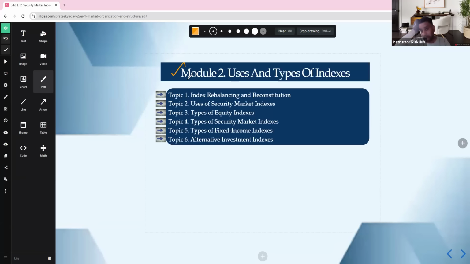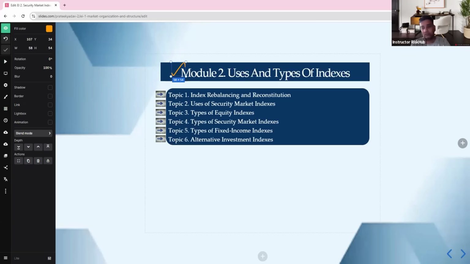Okay, fine. So you are now entering six new topics, right? We're talking about index rebalancing and reconstitution, the use of security market indices, types of equity indexes, types of fixed income indexes, and alternative investment indexes. So this module is about how weights are formed and more about how indexes are maintained, why we use them, and what kinds of indexes exist, right? That is what we're trying to figure out.